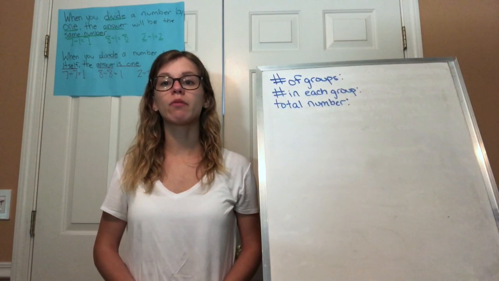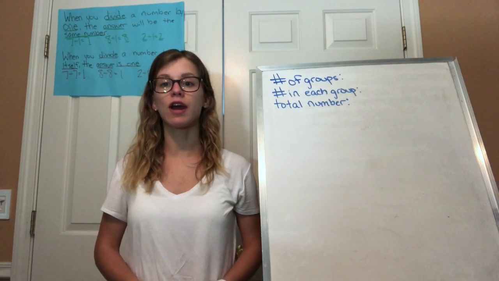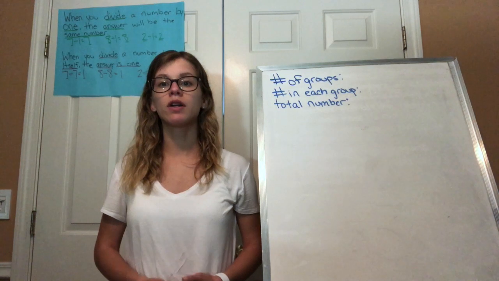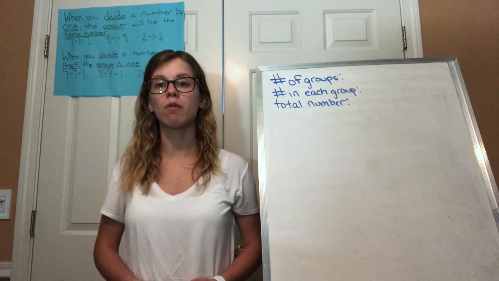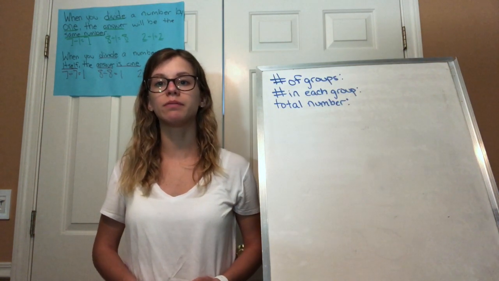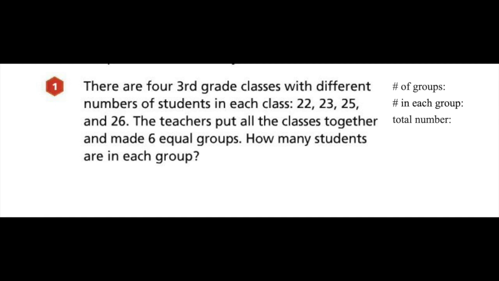What I want us to do is I'm going to pull up number 1 from your have-to for today, and I want you to take notes of the rules of the problem. So I'm going to pull it up now and read it. Number 1 says there are 4 third grade classes with different numbers of students in each class, 22, 23, 25, and 26. The teachers put all the classes together and made 6 equal groups. How many students are in each group?